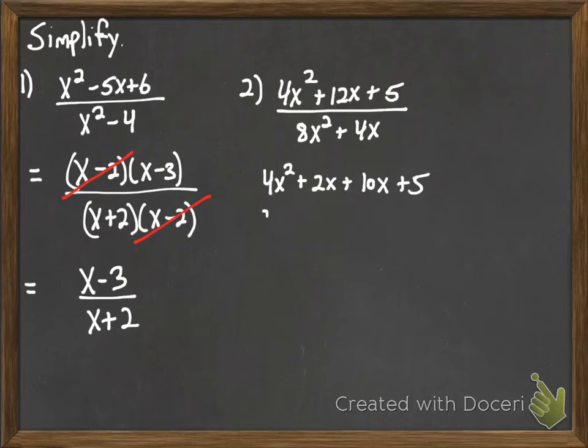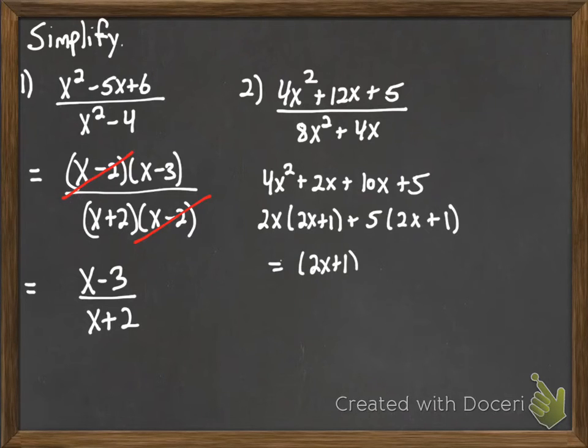All right, and then we can do our factoring by grouping. Pull a common factor of a 2x out of the first two. Pull a common factor of 5 out of the second two. And then we have our 2x plus 1, which is common in both. So we've now factored our numerator. We know it's going to be 2x plus 1 and 2x plus 5.